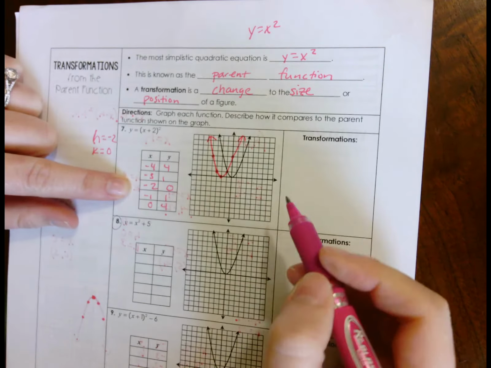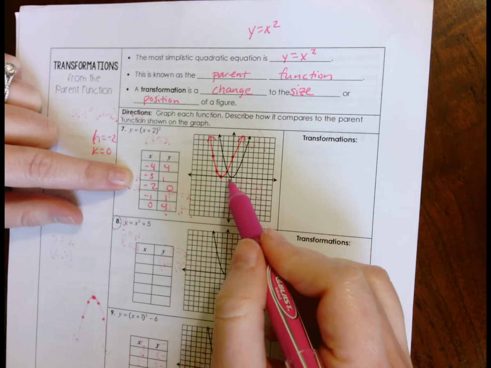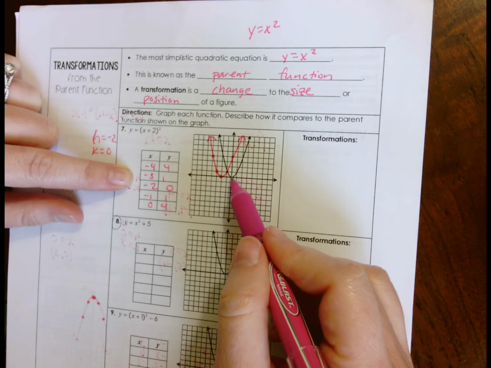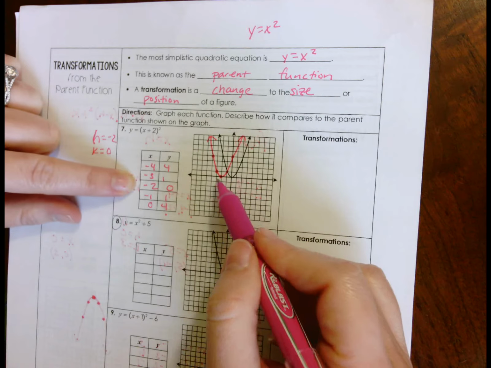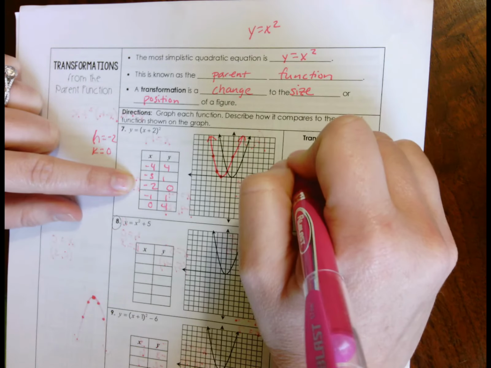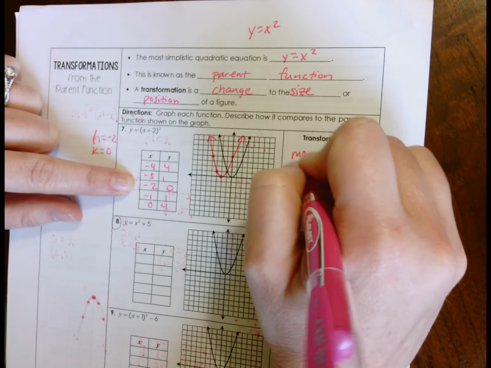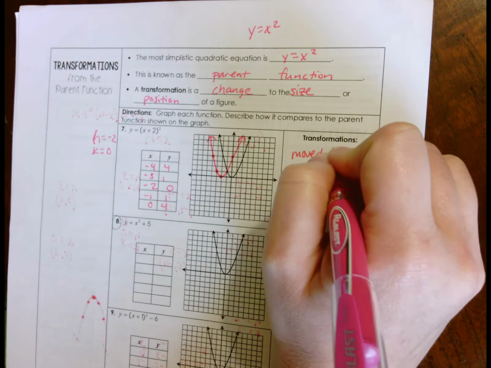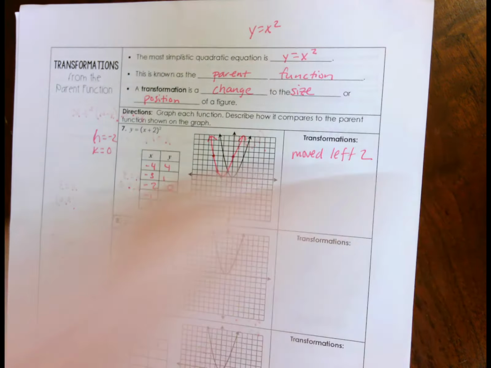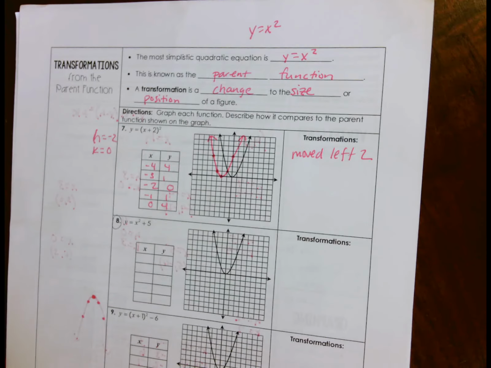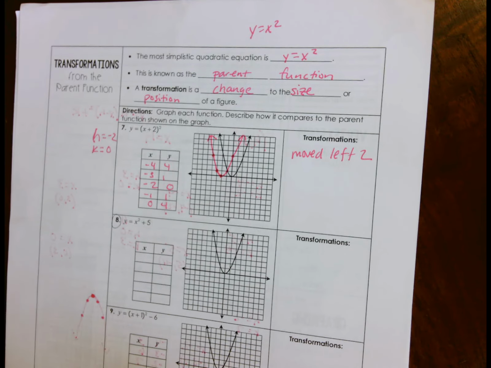If you look, the only transformation that has happened is that our vertex has moved from (0, 0) to (-2, 0). So the transformation is that it has moved left 2. That's what has happened to this. And we're going to do another example here.